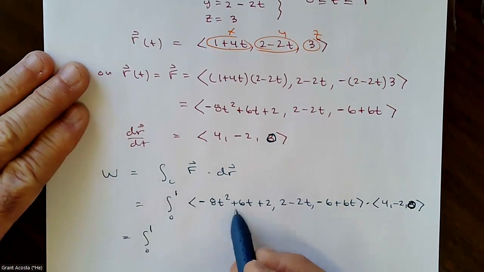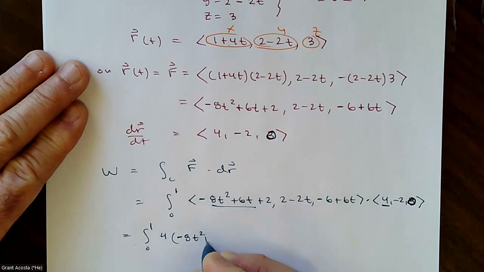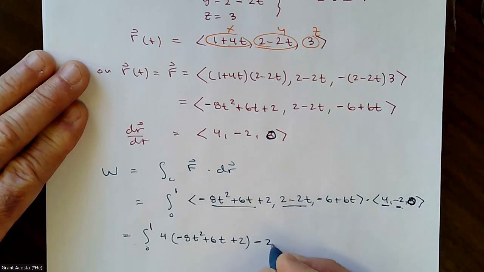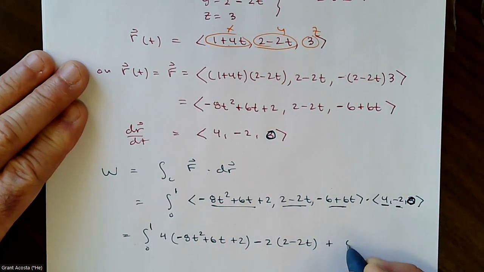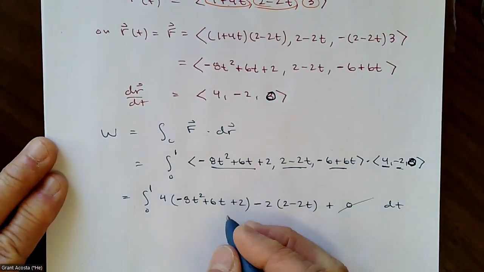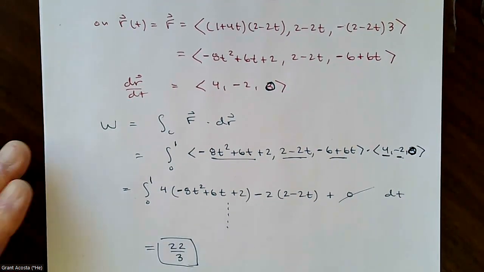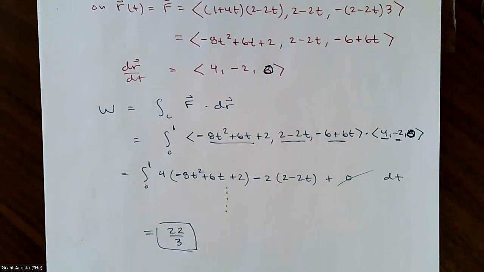But when I do this dot product, it's just going to be this times 4. So 4 times negative 8t squared plus 6t plus 2. Then this times negative 2, so minus 2 times 2 minus 2t. But then I get this times 0 plus 0. So I don't have to worry about that. Okay, I know you can integrate. Work this out. I got a final answer, if I'm correct, of 22/3. Please let me know in the comments if you get something different. I'll go back and check it. Okay, next up, we'll start to talk about another big topic, which is flux.